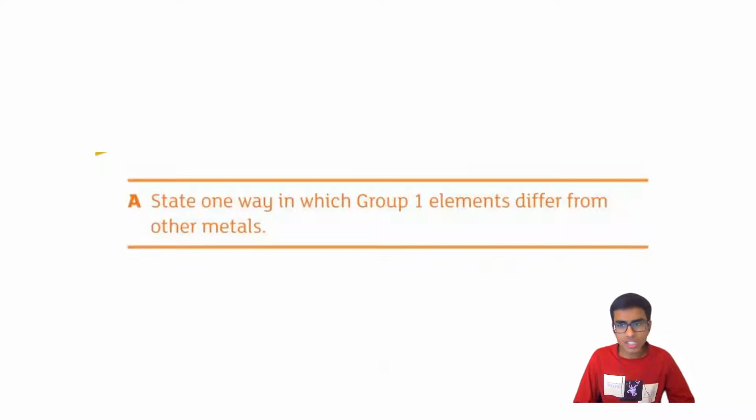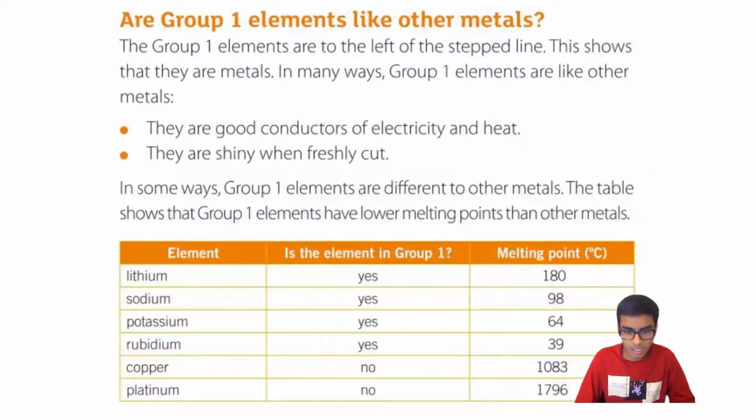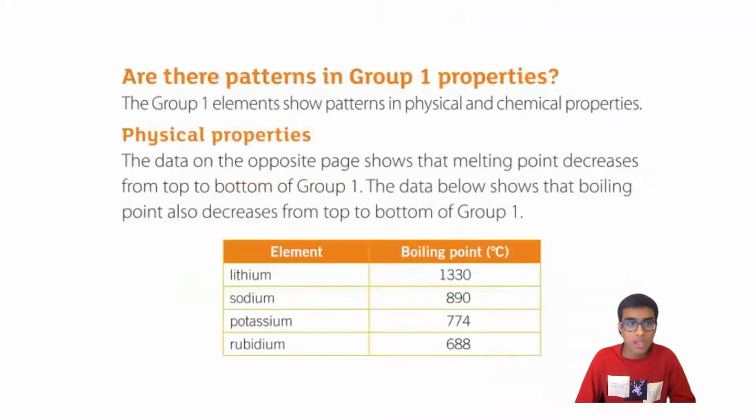So this is one question that can come up in your test. It's to state one way in which group 1 elements differ from other metals. And you can say the melting point has a huge difference, and you can state what we learned in this table over here. Are there patterns in the group 1 properties?